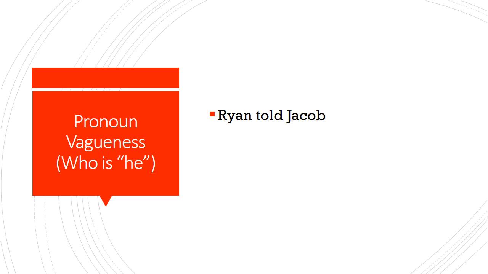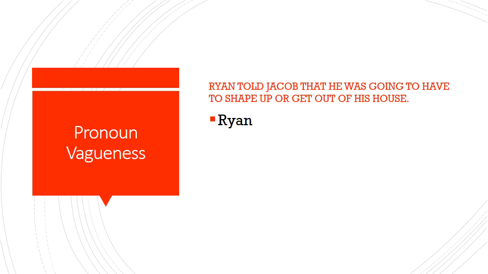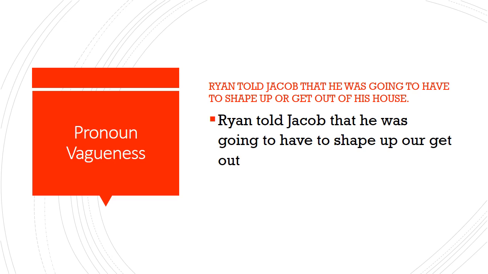You will also want to be wary of vagueness. An example like, Ryan told Jacob that he was going to have to shape up or get out of his house, can be quite unclear because we don't know who he is. Whose house is it? In this case, we can easily fix the issue by eliminating a pronoun. The replacement is that Ryan told Jacob that he was going to have to shape up or get out of the house. There's no more vagueness here.